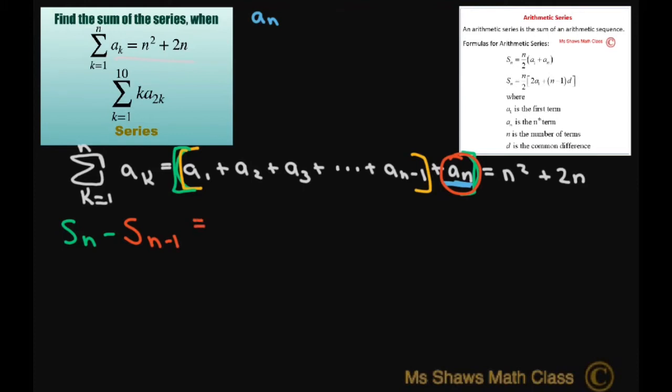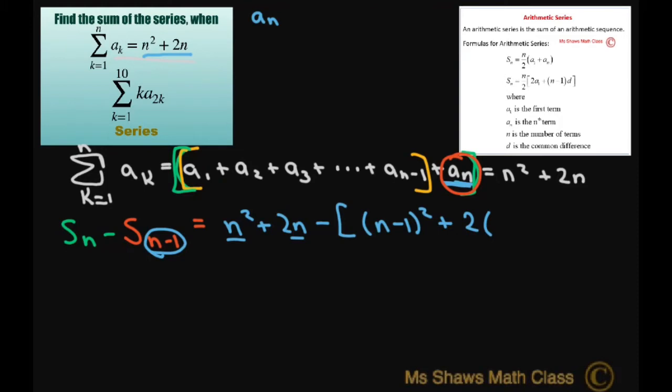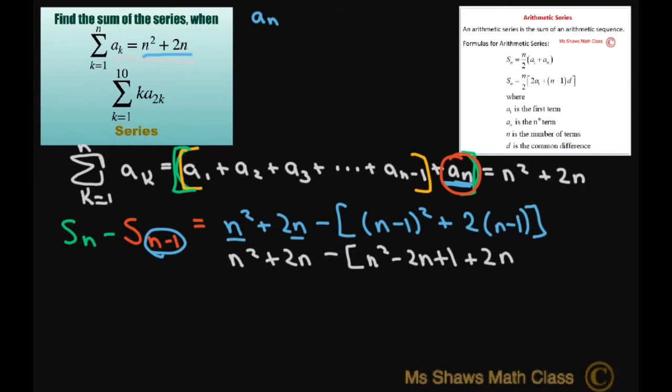So that's going to equal n squared plus 2n minus, and then you substitute n minus 1 into the n's here, and you're going to get n minus 1 squared plus 2, forgot my 2, 2 times n minus 1. So this is going to be n squared plus 2n minus n squared minus 2n plus 1 plus 2n minus 2.